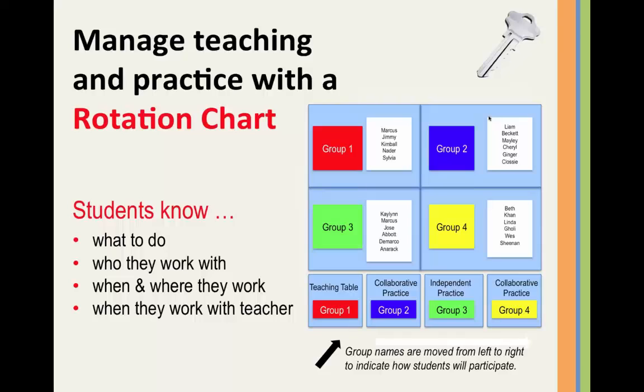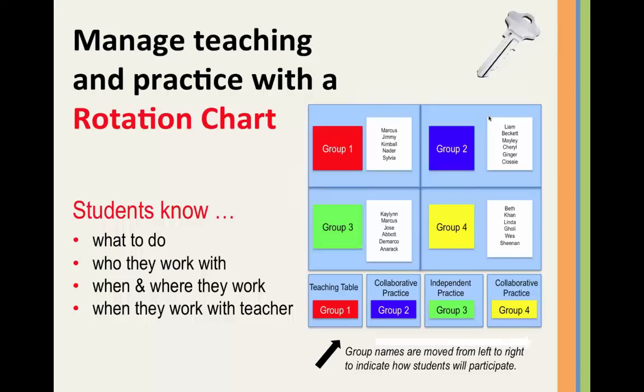Group 2 would go to independent practice. Group 1 would go to collaborative practice, and group 4 then would be coming to the teaching table. And as you progress through the morning, you would continue rotating those groups, using the bottom of the chart to indicate where each group would go. Our small group times are usually around 15 to 20 minutes.